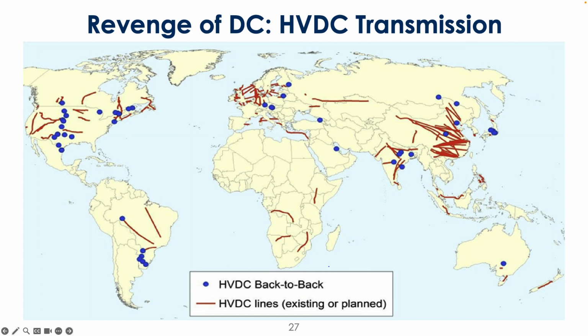transfers across the, what is the sea that's south of Norway, Sweden, Finland? I forget what the name of that is. Anyways, across that sea where there's a lot of wind resources, you do have some high voltage DC lines. But the bulk of it is happening right in China.